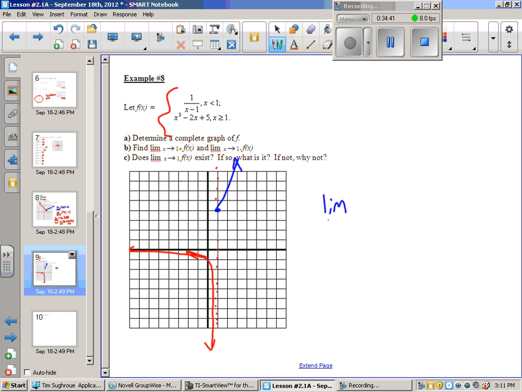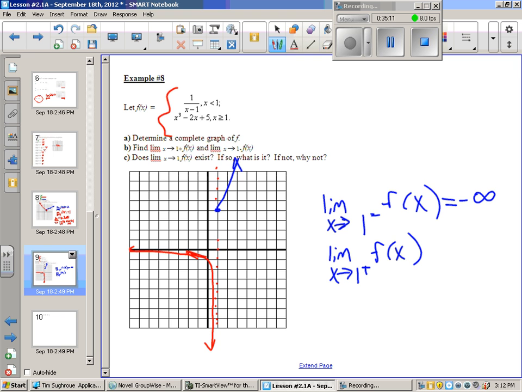The limit as x approaches 1 from the left of this function. As we approach 1 from the left, it's this red function. As it gets closer and closer to 1, the y value just keeps getting larger and larger in the negative direction. It approaches negative infinity. The limit as x approaches 1 from the right of this function, coming down this blue function, it's getting closer and closer to a y value of 4.